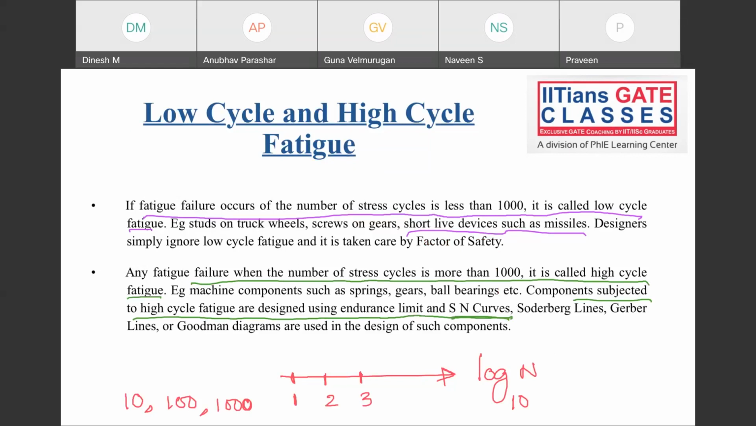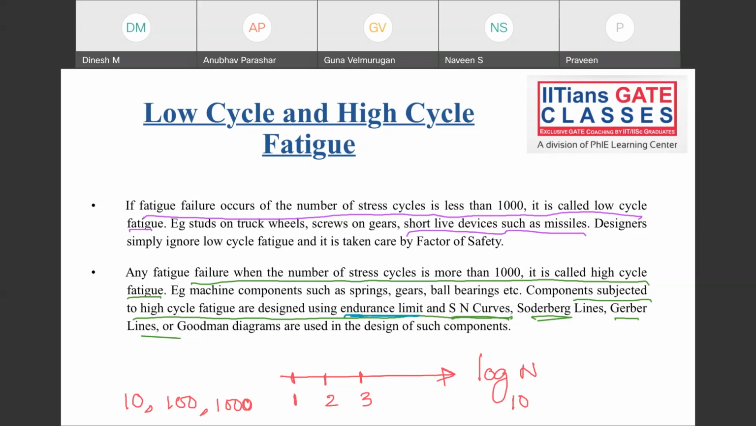We are going to plot an SN curve. Then there are Soderberg lines, Gerber lines, Goodman diagram, or modified Goodman diagram. These are used to design a component which is under fatigue loading, where the failure is happening above 1000 cycles. So what are the design criteria for a machine element under fatigue loading?